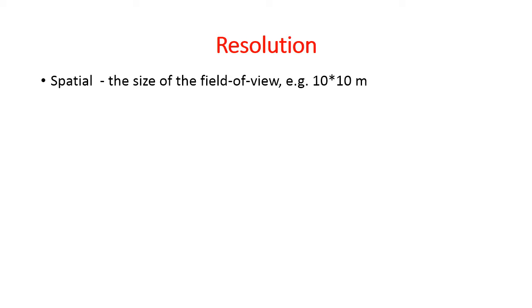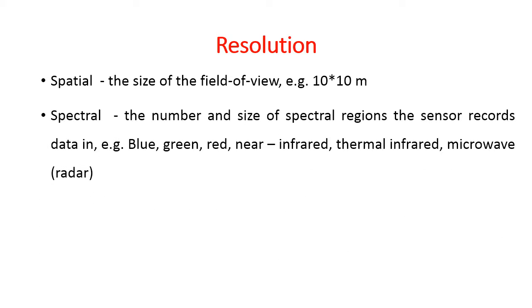Spatial resolution, the size of the field of view, is around 10 by 10 meters. In spectral resolution, the number and size of spectral regions, the sensor records the data in blue, green, red, near infrared, thermal infrared and microwave radiation or wavelengths.